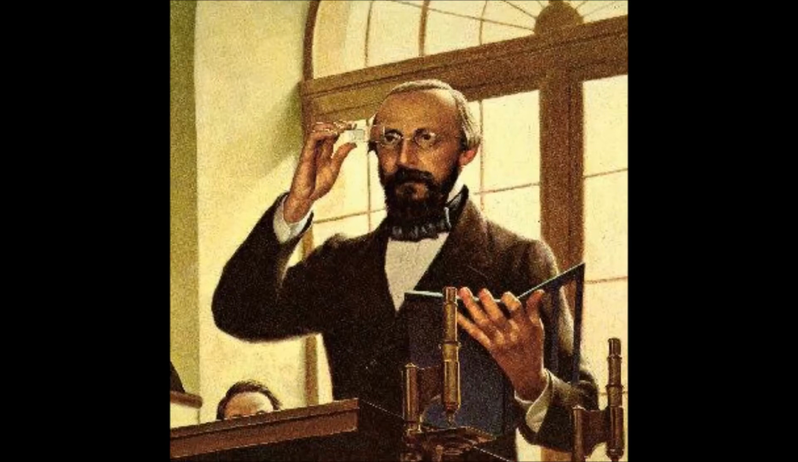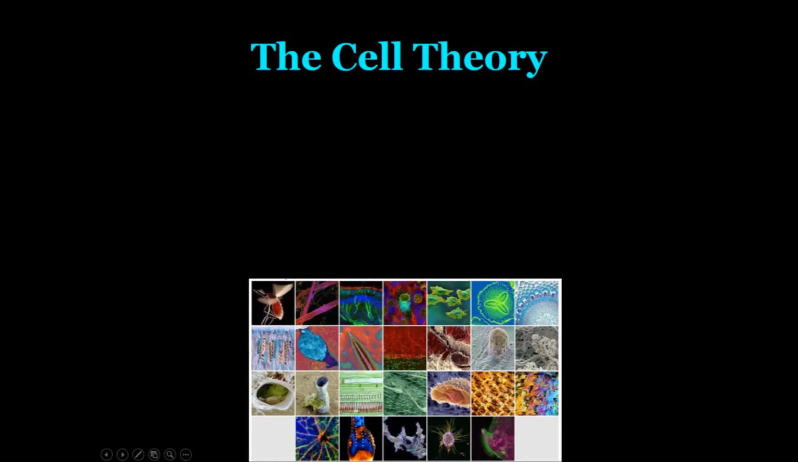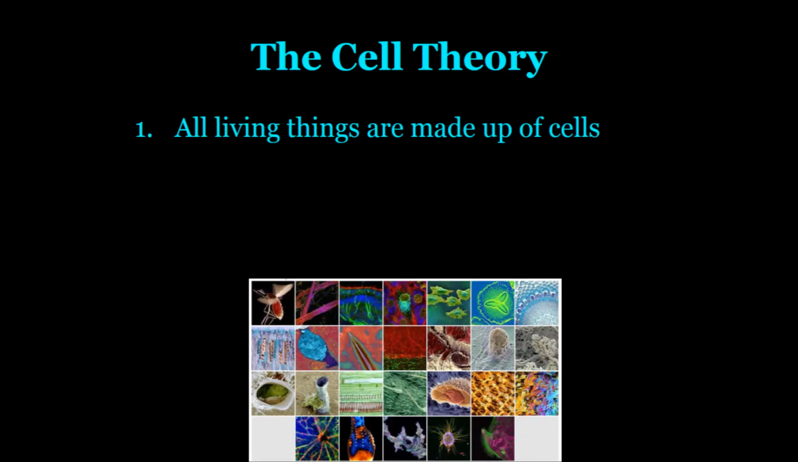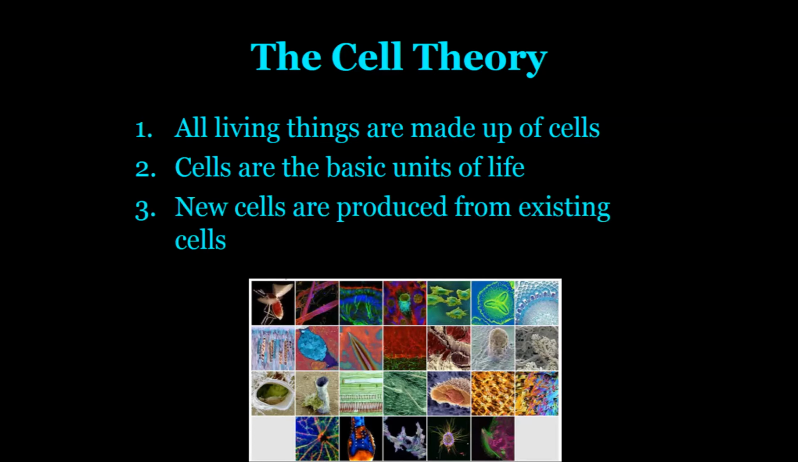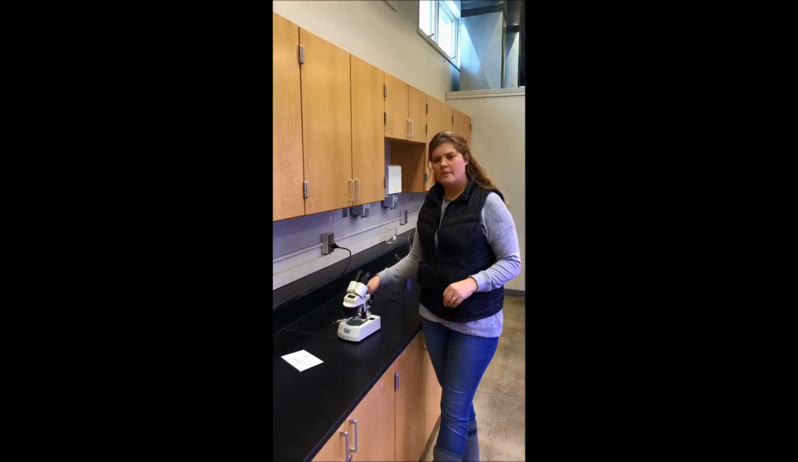To put everything together, a German physician, Rudolf Virchow, created the cell theory in 1855. The cell theory is comprised of three parts. 1, that all living things are made up of cells. 2, that cells are the basic units of life. And 3, that new cells must be produced from existing cells.